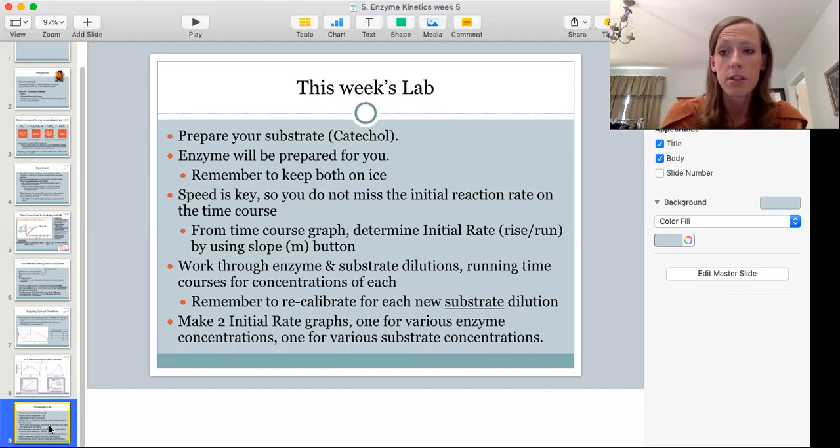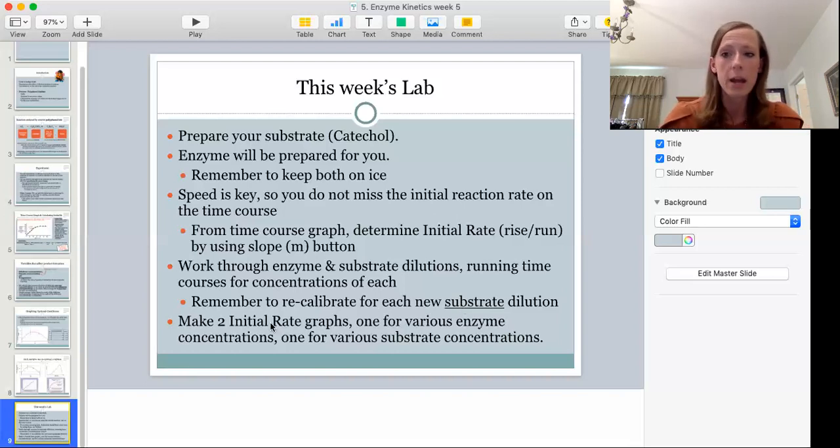And one other thing I want to point out, which is also in your lab manual: when you get to the different dilutions of substrate, you have to recalibrate, okay, every single time, because that's your starting material. You want to reblank to the new concentration of substrate, okay?